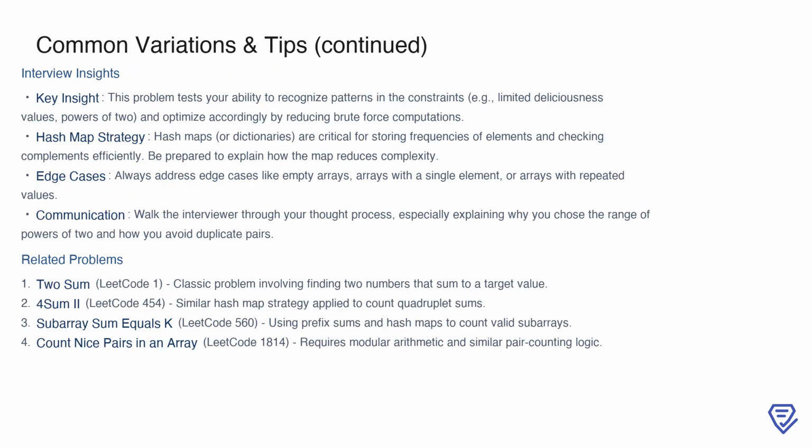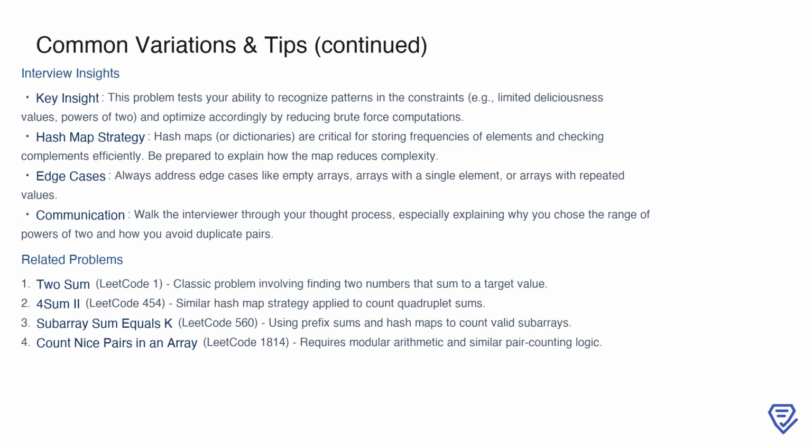This problem is a great opportunity to showcase your ability to optimize solutions by spotting patterns in the constraints. For example, recognizing that the deliciousness values are limited and that the target sums are restricted to powers of 2 helps you avoid brute force computations. A hash map is a key tool here, as it allows you to efficiently store frequencies of elements and check for their complements. Make sure you can explain how this approach reduces the complexity and why it's more efficient than alternatives.